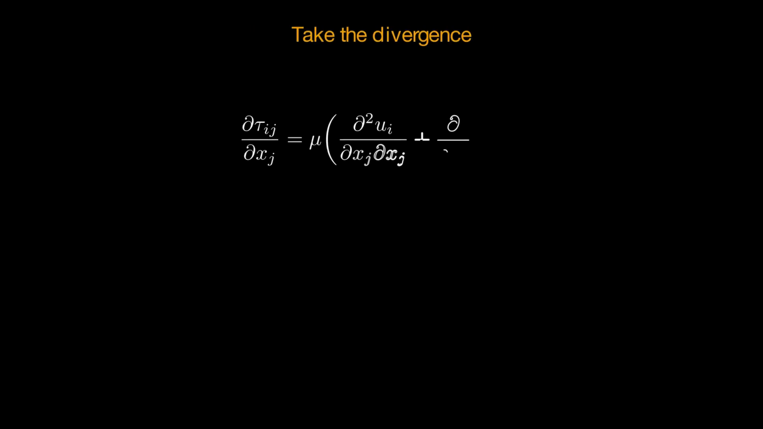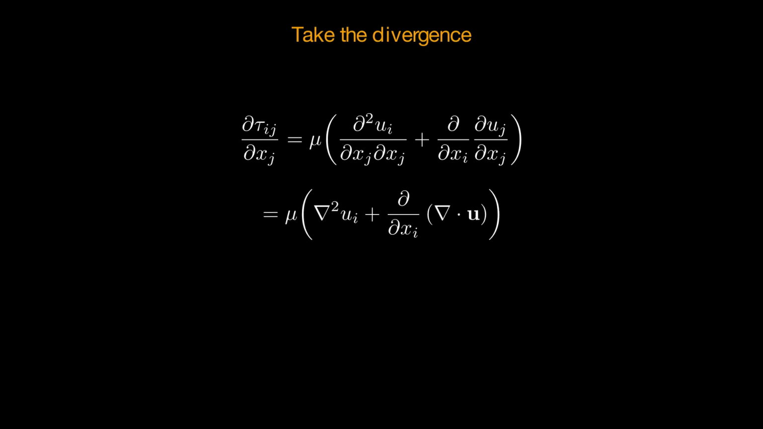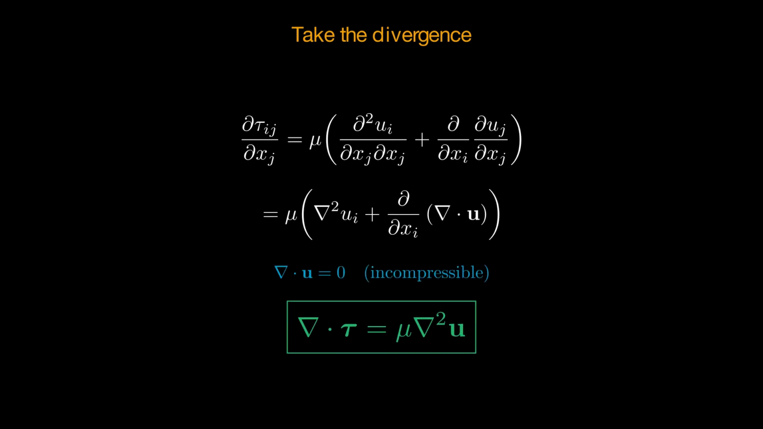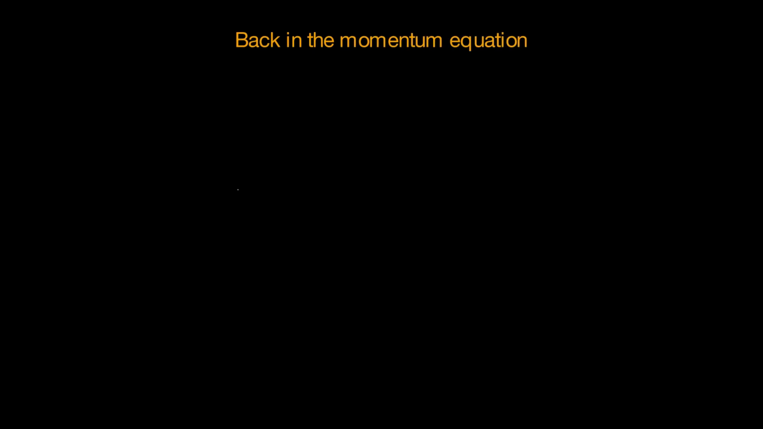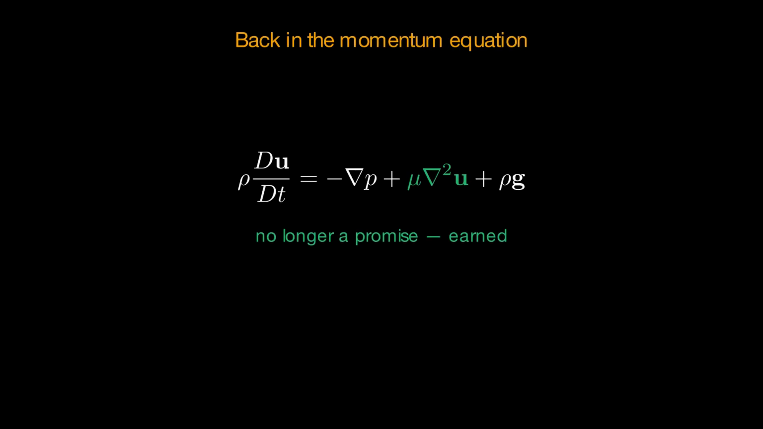Now the payoff, feed this tau into the divergence we found. Differentiate the ij component by the j index and sum. The first piece is the second derivative of velocity i, summed over all directions, which is the Laplacian of velocity i. The second piece is the derivative, in the i direction, of the divergence of the velocity. For an incompressible fluid, that divergence is zero, mass conservation again. So the whole second piece vanishes, and what's left is exactly mu times the Laplacian of the velocity. That's the viscous term derived. Drop it into the momentum equation, and the viscous term is no longer a promise. It's mu Laplacian u earned.